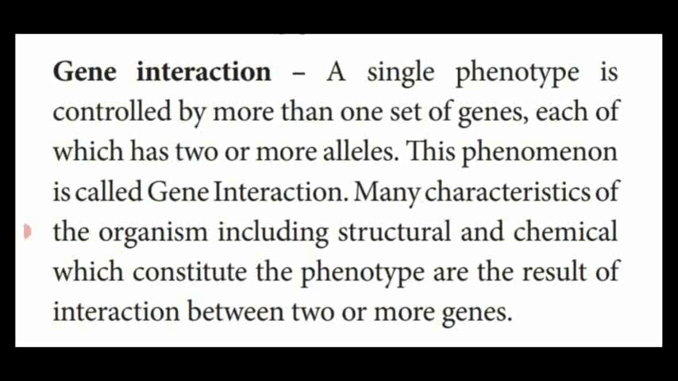So this gene interaction, which shows the structure and chemical nature of the phenotype of an organism, results from interaction between 2 or more genes. That is the advantage of gene interaction. So the phenotypic characters showing different structural and chemical variation are due to the result of interaction between 2 or more genes.